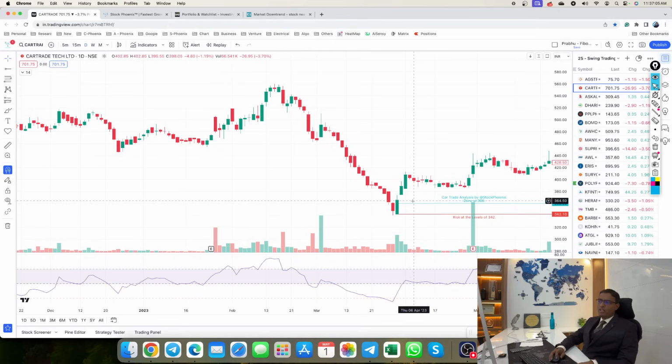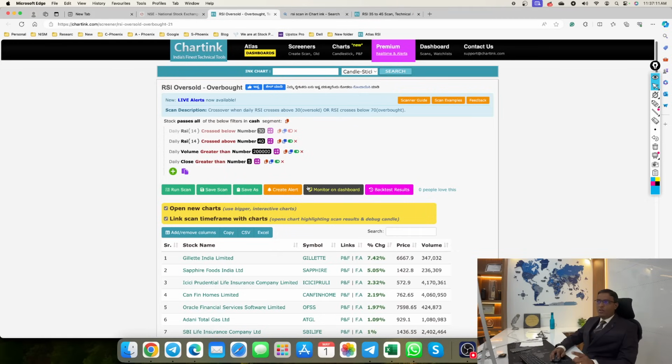If you're not following this, this stock would also be picked up by the bot or by this particular RSI scan, which you can run manually. You can create an alert for this, but they charge some subscription for it. You can take a subscription.